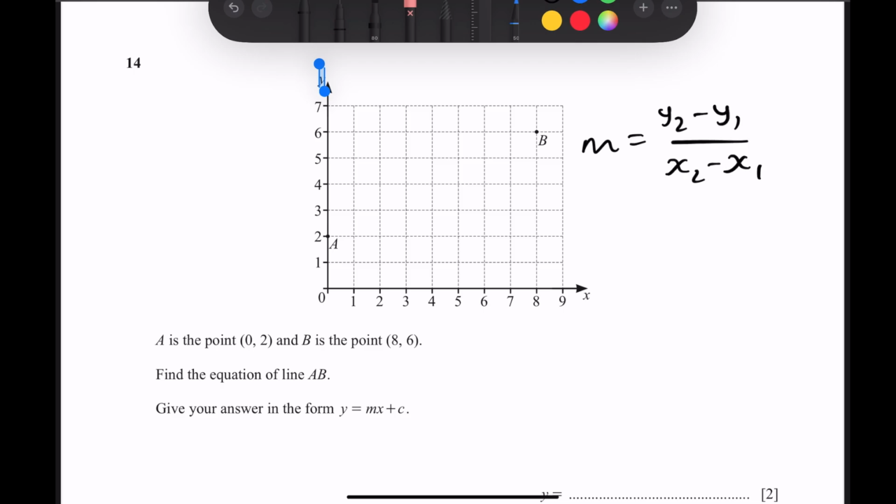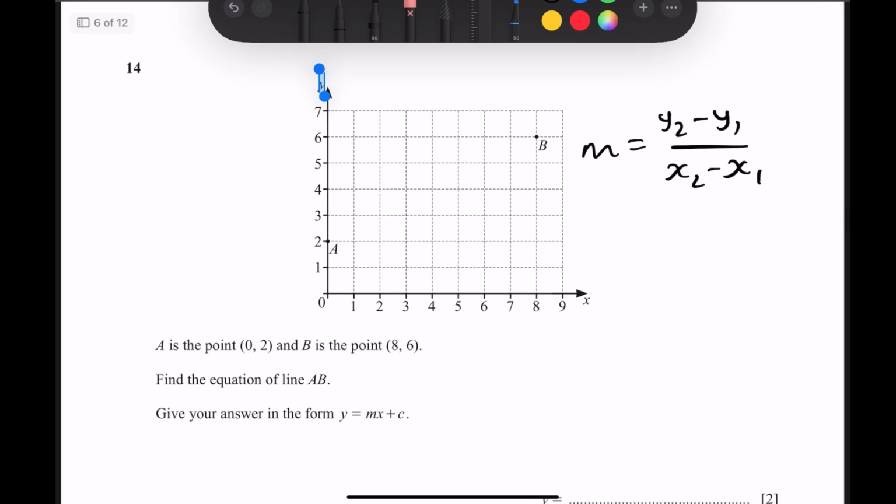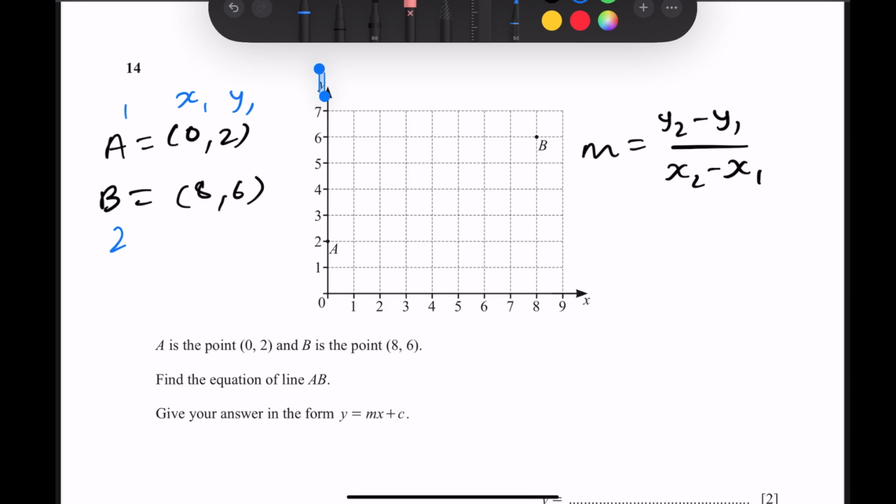So what is y2, y1 and x2, x1? We have to see the two points, A and B. Since A is (0, 2) and B is (8, 6), if we treat A as the first point and B as the second point, this means that 0 is x1, where it's the x coordinate of the first point, and 2 is y1, where 2 is the y coordinate of the first point. 8 is x2, 6 is y2.